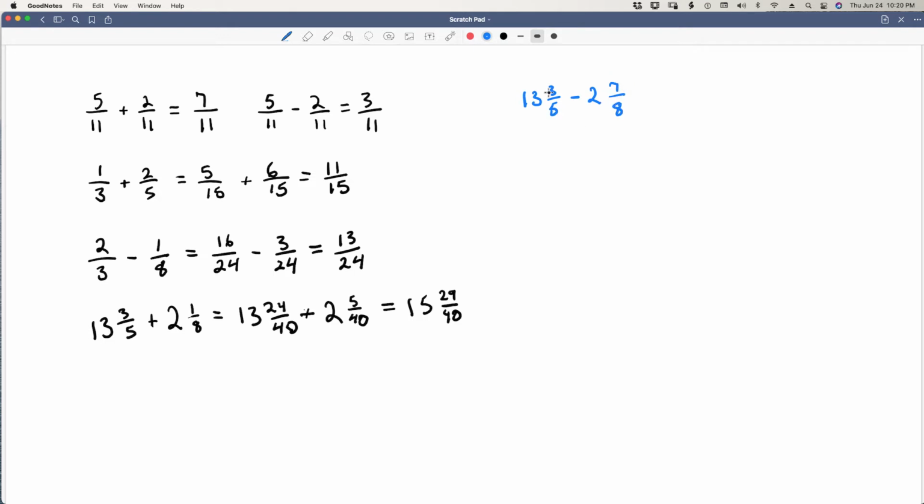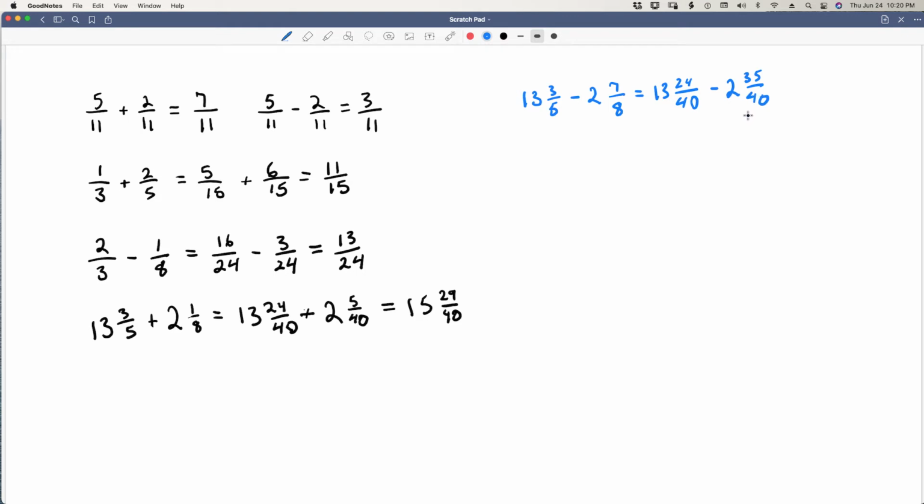Okay, well, first of all, we have to put this into a common denominator. And we've already done 5 and 8. We know we can go to 40. So we're going to say 13 and 24 over 40 minus 2 and 35 over 40.